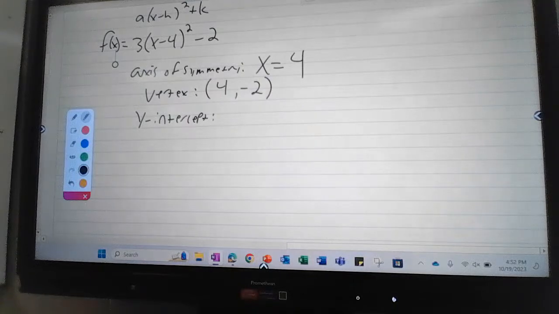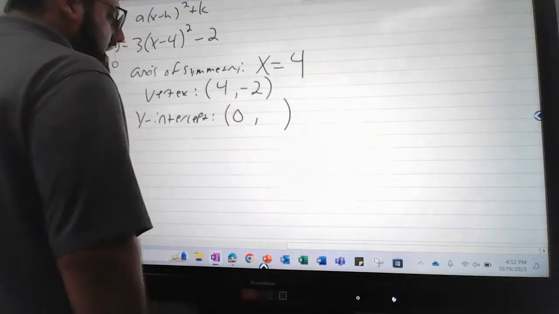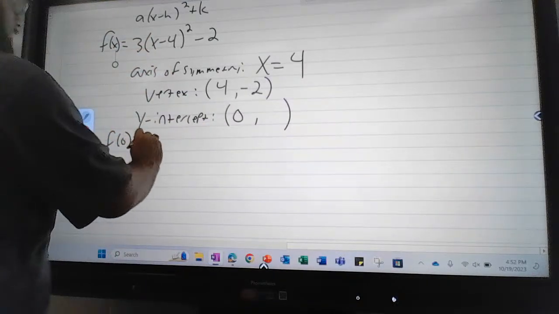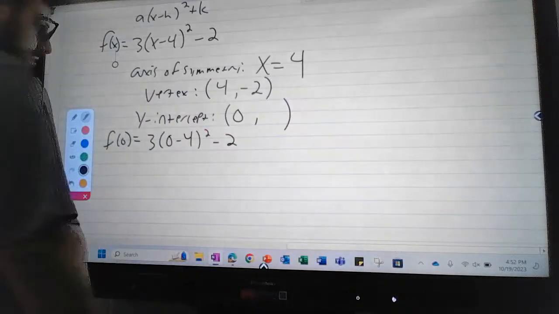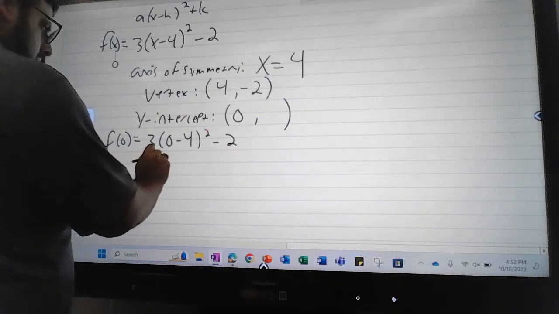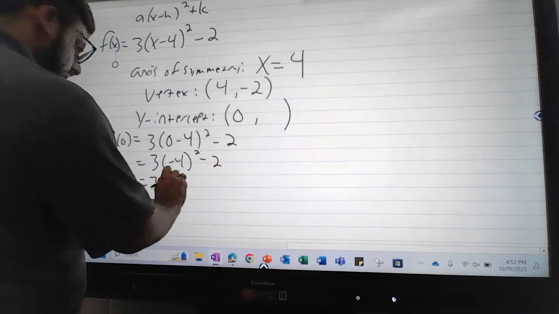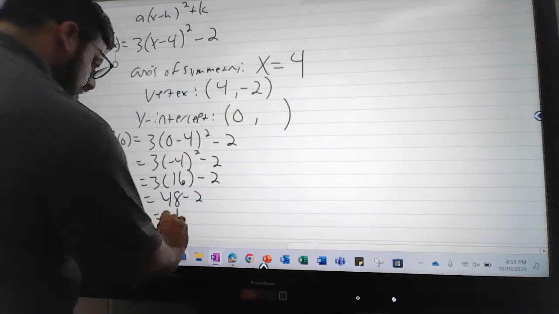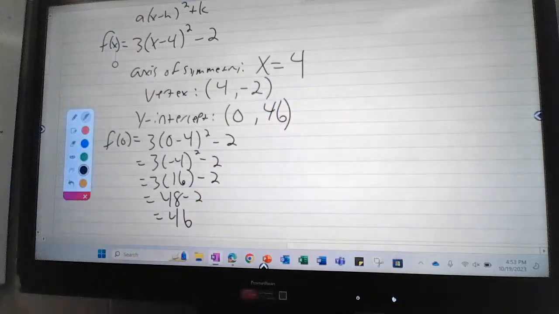Now we need to find the y-intercept. Again, that's the place where the value of x is 0. So I just need to find the y value for when x is 0. So I'm going to take that 0 and substitute it in this problem. So f of 0 is 3 times (0 minus 4) squared minus 2. All right, so that's 0 minus 4 is -4. This is 16. That's 48 minus 2, which is 46. So my y-intercept is the point (0, 46).